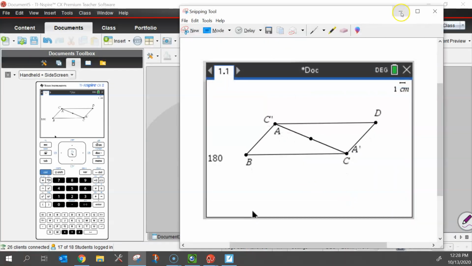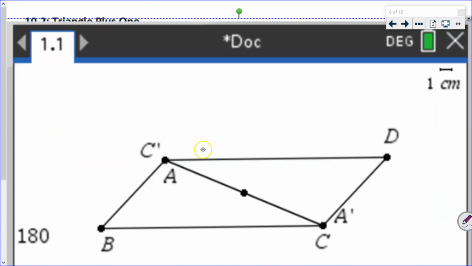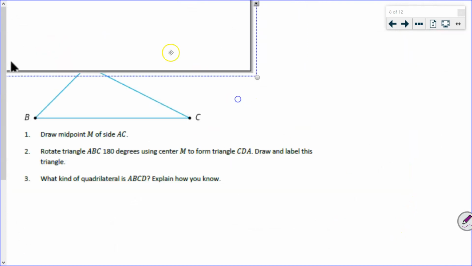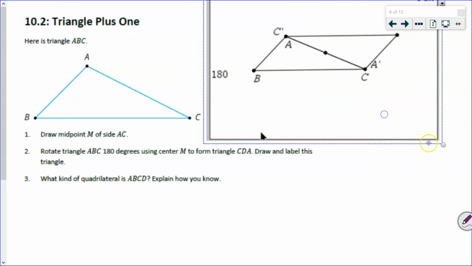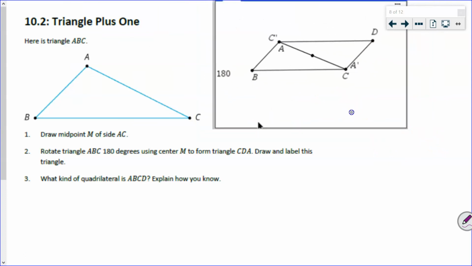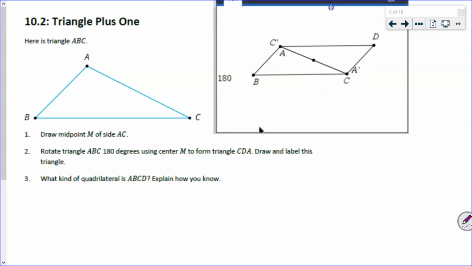Now I have that image in my calculator, and you can see exactly how we created it, and it allows us now to discuss and answer the question that we see back on our paper, what kind of quadrilateral is this? Specifically, what is A, B, C, D? That's why we call this D. A, B, C, D. What kind of quadrilateral is this?